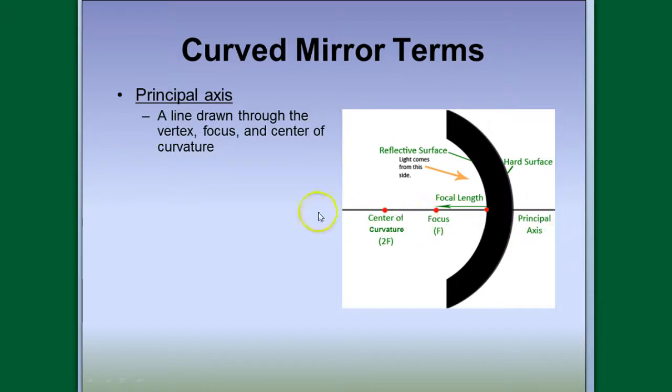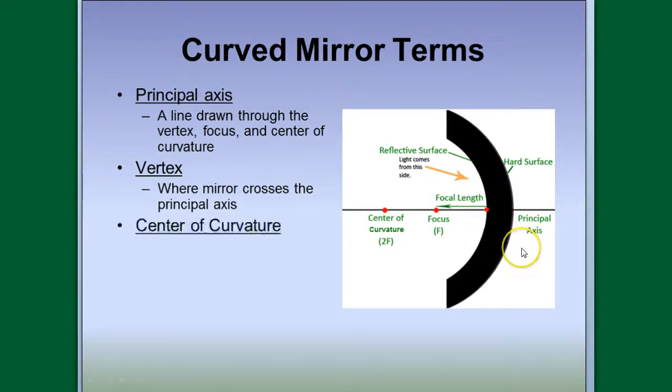But the principal axis is just this center line here. The vertex is the one that's not labeled. That's where the mirror crosses the principal axis, and it's this point right here, both with a convex and a concave mirror. Where the mirror crosses the principal axis is called the vertex.